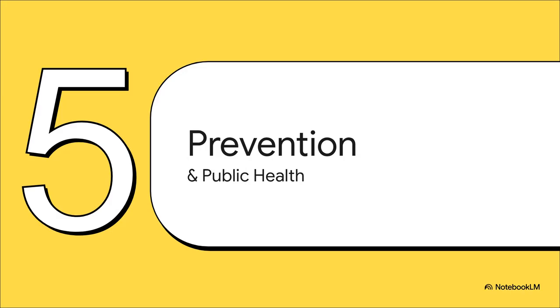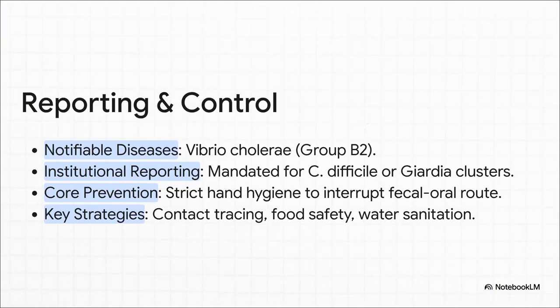So let's zoom out from the individual patient for a moment and look at the community. How do we prevent these infections? And how do we control outbreaks when they happen? This really highlights the essential link between what happens in the clinic and what happens in the community. Certain pathogens, like Vibrio cholerae, are notifiable diseases that trigger an immediate public health alert. The same goes for institutional outbreaks of C. diff or Giardia. All of these measures are designed to do one core thing: interrupt the fecal-oral route of transmission and stop a single case from becoming a widespread crisis.